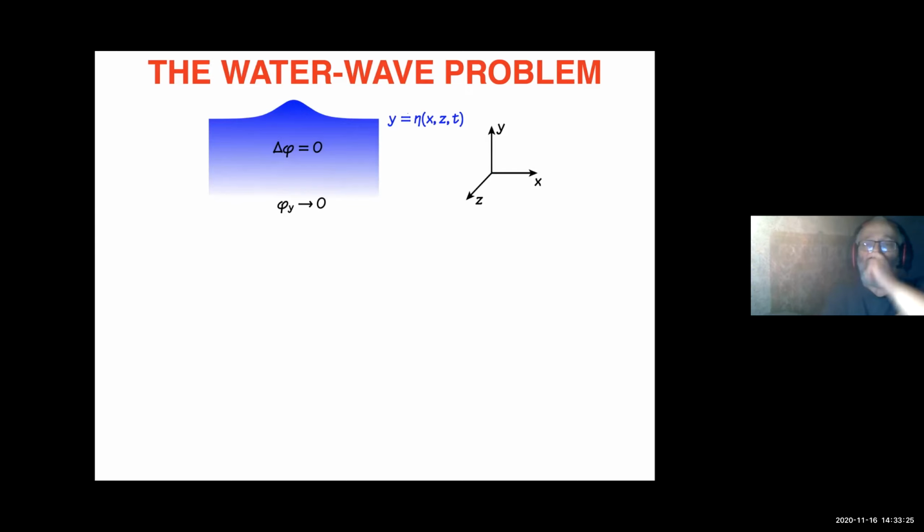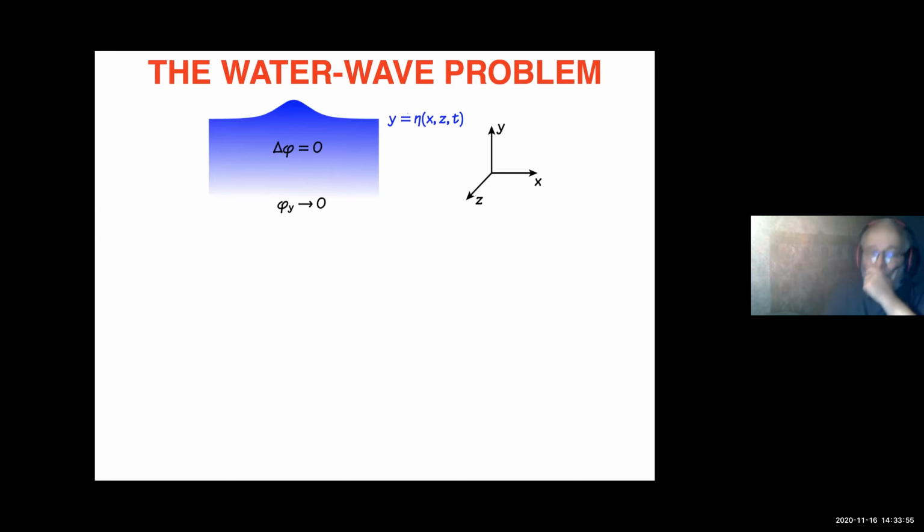We model the water as homogeneous, incompressible and inviscid, and assume an incompressible fluid flow, so that we can write its velocity field as the gradient of a scalar velocity potential phi, which is harmonic in the fluid domain. We have the asymptotic condition phi y goes to 0 as y goes to minus infinity. This is the condition that the vertical component of the velocity vanishes at great depth.